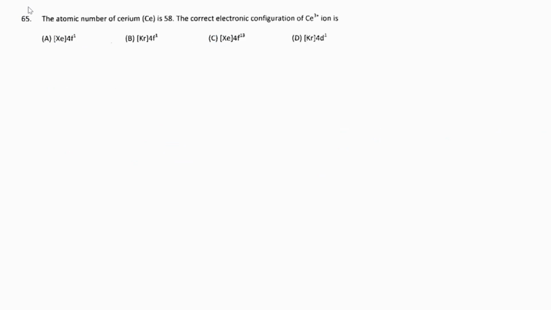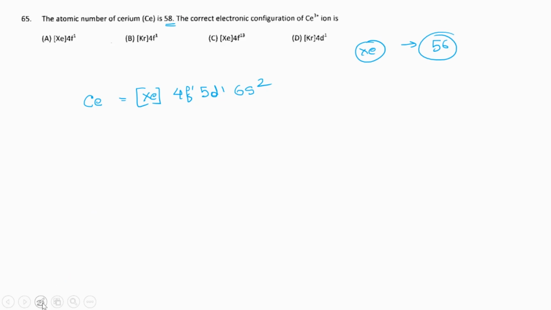Now the atomic number of Ce is 58. We need to find the correct electronic configuration of Ce3+. The electronic configuration of Ce is [Xe] 4f1 5d1 6s2. Now how do I know Xe? Because Ce is 58 and the atomic number of xenon is 54, not 56. It's 54.